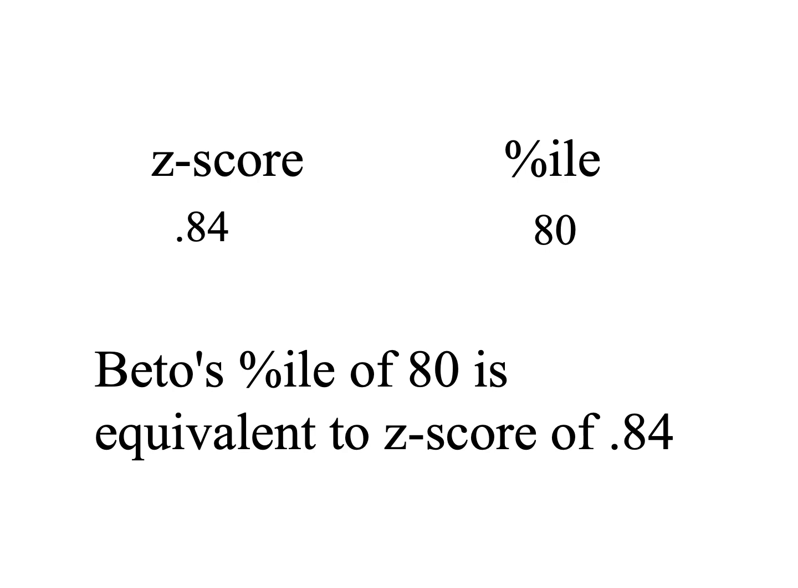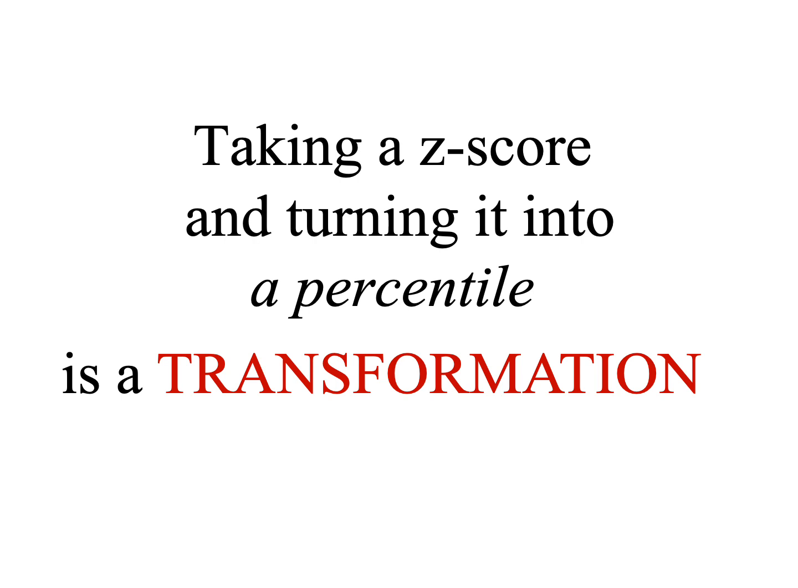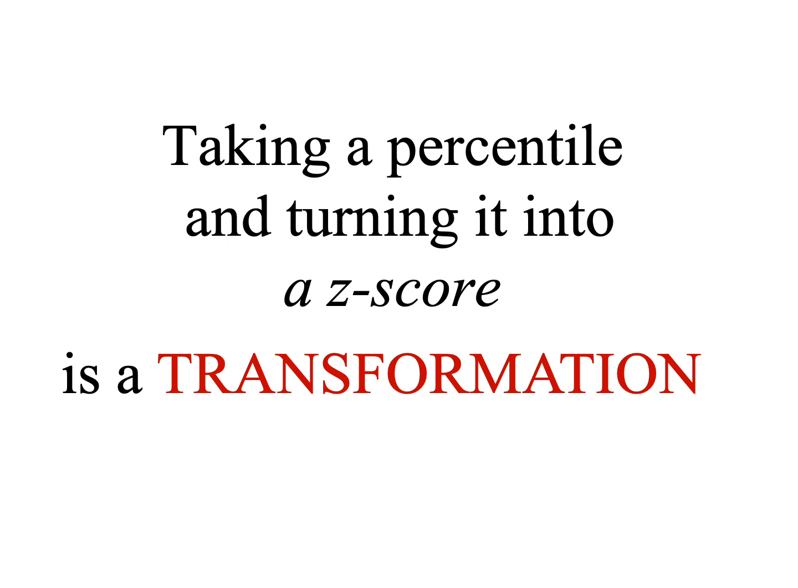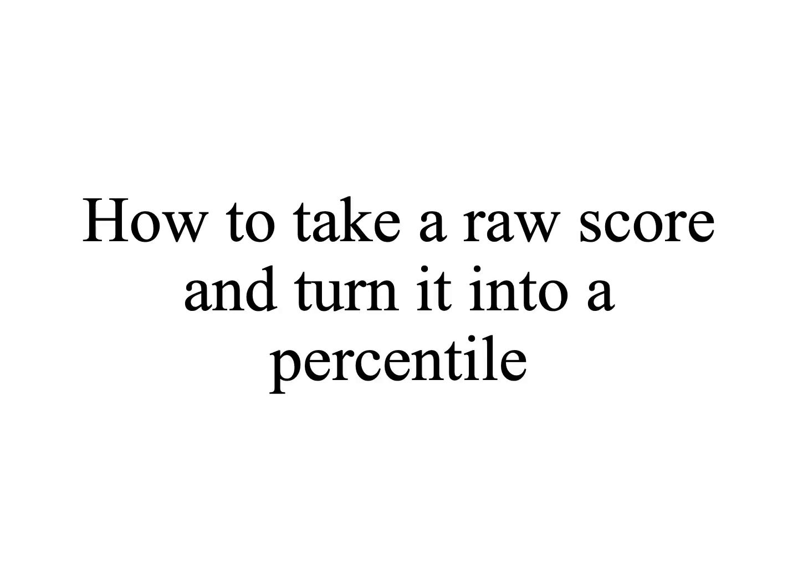answer we are seeking. So we've just learned how to do two kinds of transformations. Taking the G-score and turning it into a percentile is one transformation. And doing the opposite, taking a percentile and turning it into a G-score is also another kind of transformation. Now we are going to learn another kind of transformation, how to take a raw score and turn it into a percentile. We will also see how to do the opposite. This is how to take a percentile and turn it into a raw score.